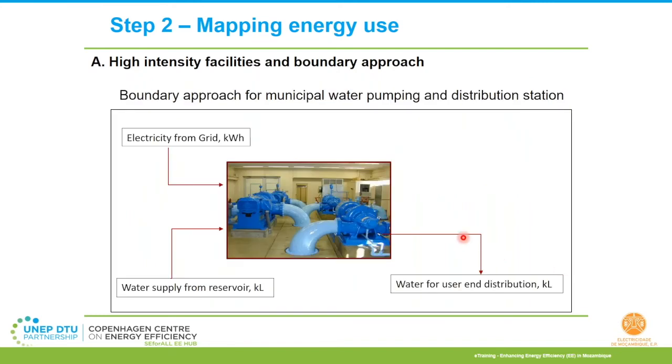So here, if you see, I've just given a simple example. Let's say I'm defining a boundary for a municipal water pumping and distribution station. So when I define a boundary, I fix it, and then I will account for whatever electricity is going into the boundary, and then whatever water supply you get from the reservoir, and the outputs are generally the water that you are pumping back to the user in distribution. So this needs to be fixed.